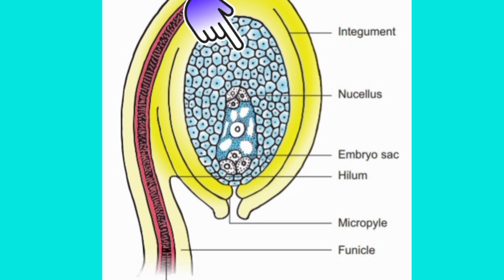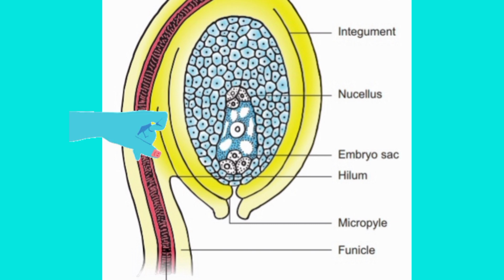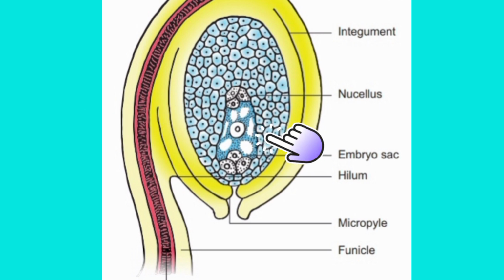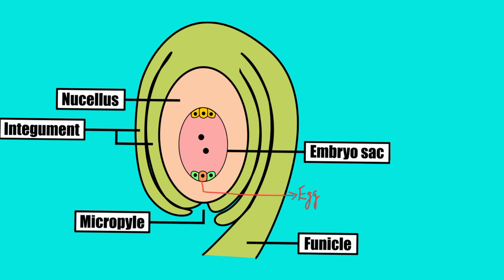Nucellus is the diploid central tissue within the integuments. Here, in the nucellus, the female gametophyte called the embryo sac develops. Female gametophyte, that is the embryo sac, contains the egg and other cells which are involved in fertilization. The most important part in the ovule is the embryo sac. Let's learn how the embryo sac is formed in the ovule.